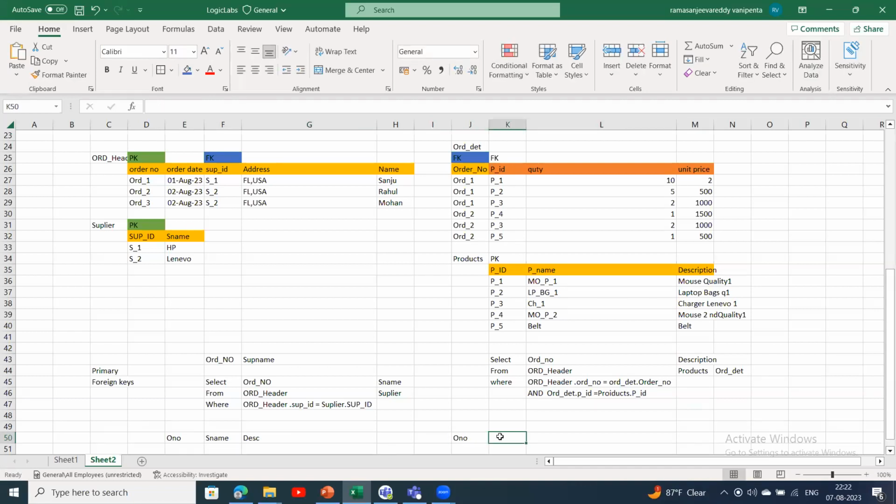Okay, second homework, I need order number, name. Who bought the product? And I need product name or description. And price, total price. I don't want individual prices. I want price, which means quantity into unit price. You are getting it, right? Quantity 10 into 2, that is 20, is the price. This is my requirement. These two are for your homework tomorrow. Okay, you'll do it and come back. You're getting it, right? These three.